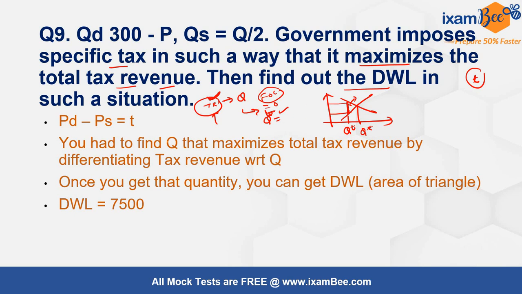When you have these 2 points, you can find out the T, and so you will have then the vertical distance and the horizontal distance. Once you have the vertical and the horizontal distance, you can find out the area of the triangle, which is half times base into height. So this is what you have to do, and it was coming out to be 7500.